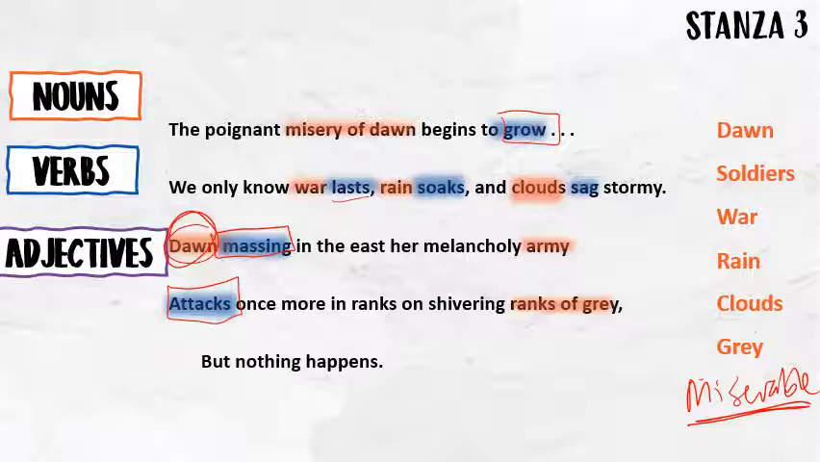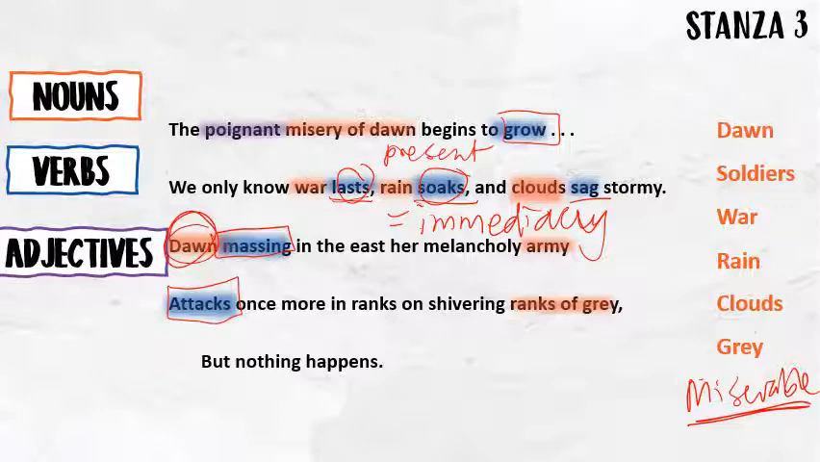And you can see here the punchy combination of three present tense verbs gives a sense of immediacy. War lasts, soaks, sag. Okay, again, the use of threes, that tricolon, gives us a sense of immediacy. It's happening right here, right now, because the verbs are in the present tense. You think about how it would sound if he wrote this in the past tense. It wouldn't be as powerful.